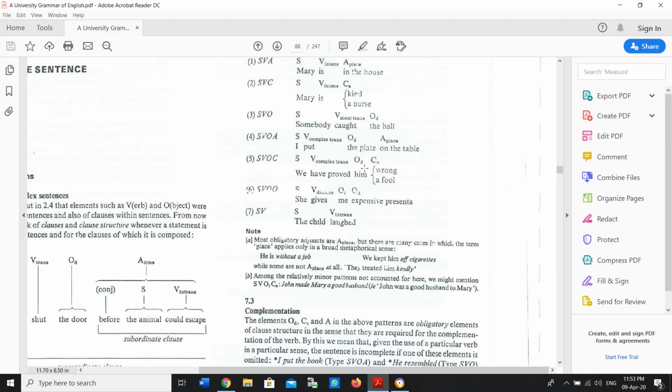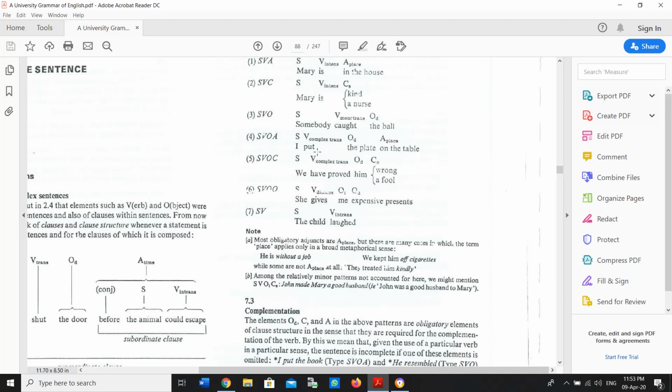So in 4 and 5, the direct object comes immediately after the verb. But in this fifth type, what comes after the object is not an adverb. Rather, it is object complement. Object complement means what refers back to the object. And again, we have a special type of verbs with which we can get this type of clause.